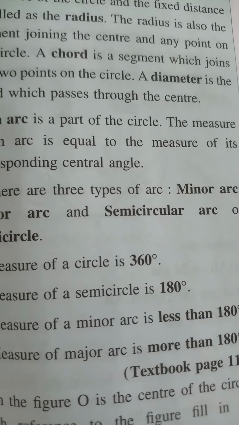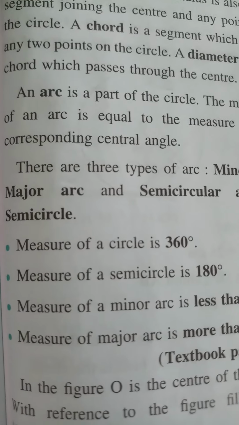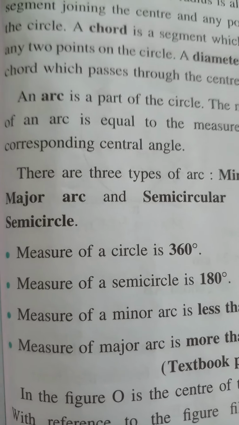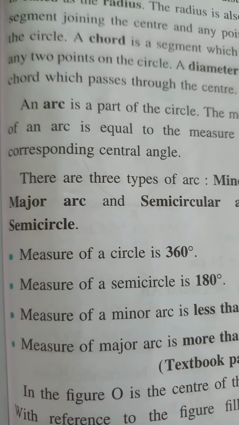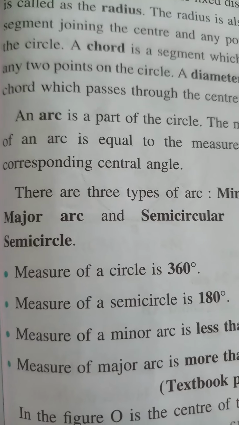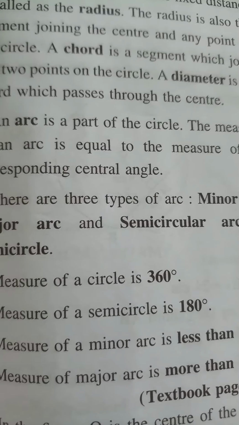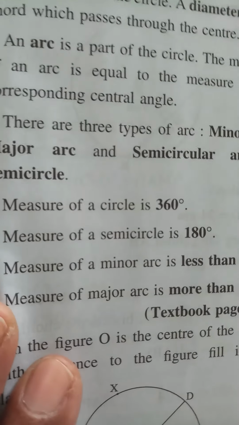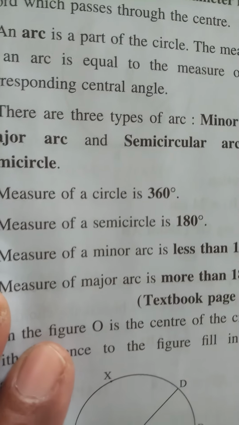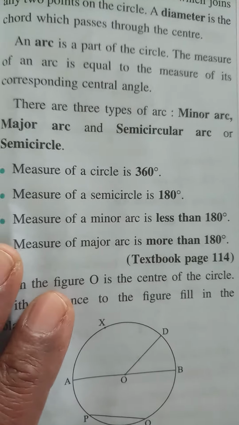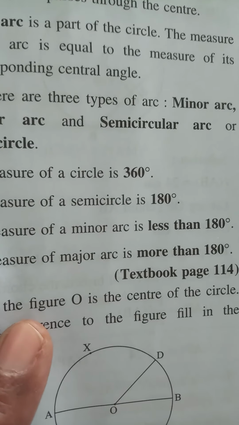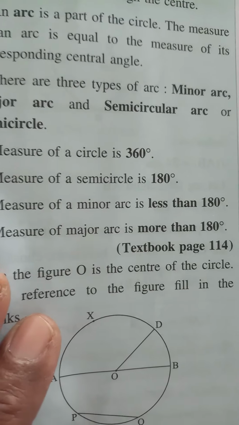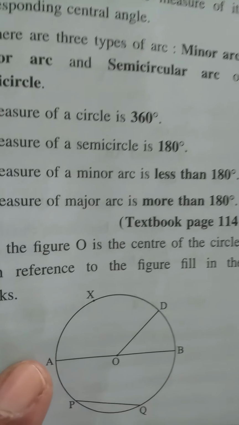And children, there are three types of arcs: major arc, minor arc and semicircular arc. Now, the measure of a circle is 360 degrees, the measure of a semicircle is 180 degrees, the measure of a minor arc is always less than 180 degrees and the measure of a major arc is more than 180 degrees.